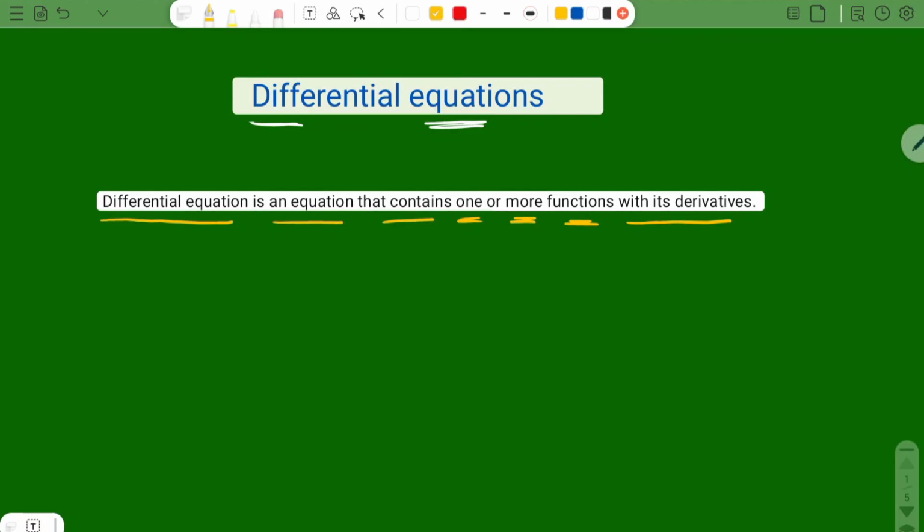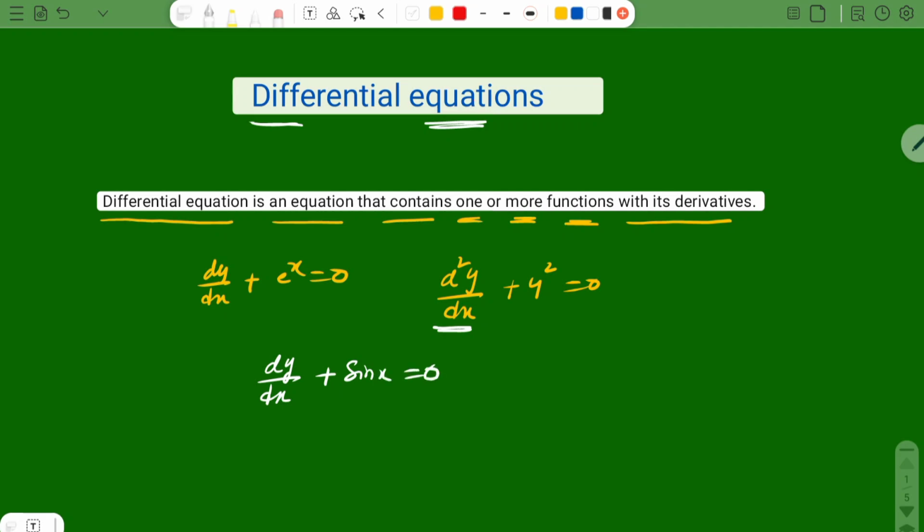What does it mean? Let me write an example. Suppose dy by dx plus e power x is equal to 0. So dy by dx is called the first derivative and e power x is another function, which is equal to 0. We'll write a few more examples. d square y by dx square plus, suppose, y square is equal to 0. We can write one more example: dy by dx plus sin x is equal to 0. So these all are differential equations.